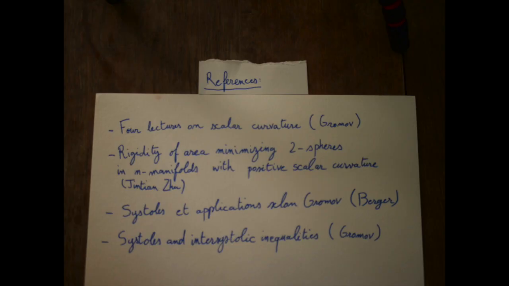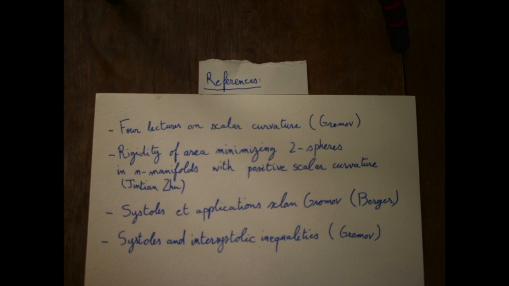So let me end this with some references. First, there's the IHES lectures by Gromov, Four Lectures on Scalar Curvature, where you will learn about a lot of things, and where I learned about the mu-area and the Fischer-Colbrie-Schoen chain symmetrization. Then you have the article by Jintian Zhu, where he treats the case of S2 times the torus, which I built on.